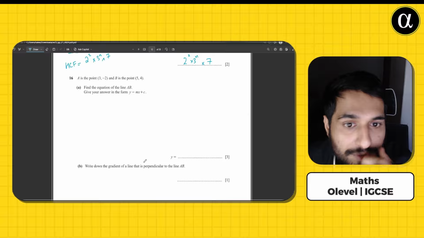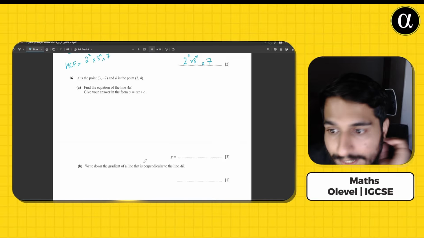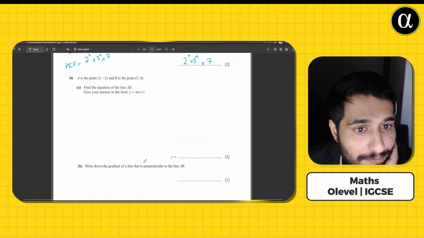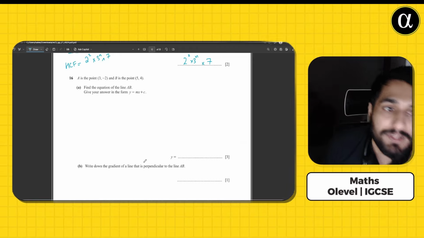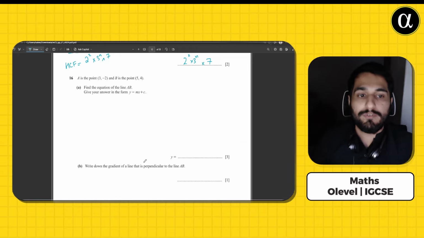Question number 17 says a point A is the point (3, -2), and B is the point (5, 4). Find the equation of AB. How do we find the equation of AB?